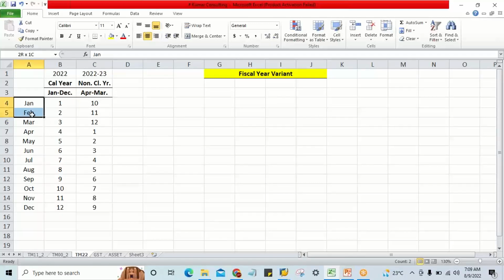January, February, and March, these 3 months, actually, are falling in the next year, right? Next year, in the sense it is in 2023. But since we are using a non-calendar year, that is why these 3 periods also are part of 2022 itself. Okay, so here it is a bit confusing for SAP.